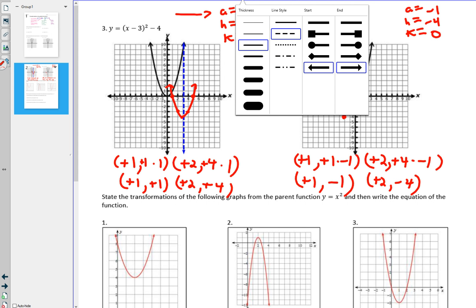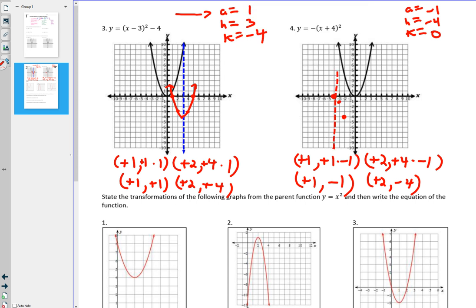Draw axis of symmetry. Then flip the points over. This first point is 1 away, so I do like a mirror, and I put a point 1 away. This next one is 2 away, so I go 2 away on the other side, and all the children rejoice because they're upside down parabola.